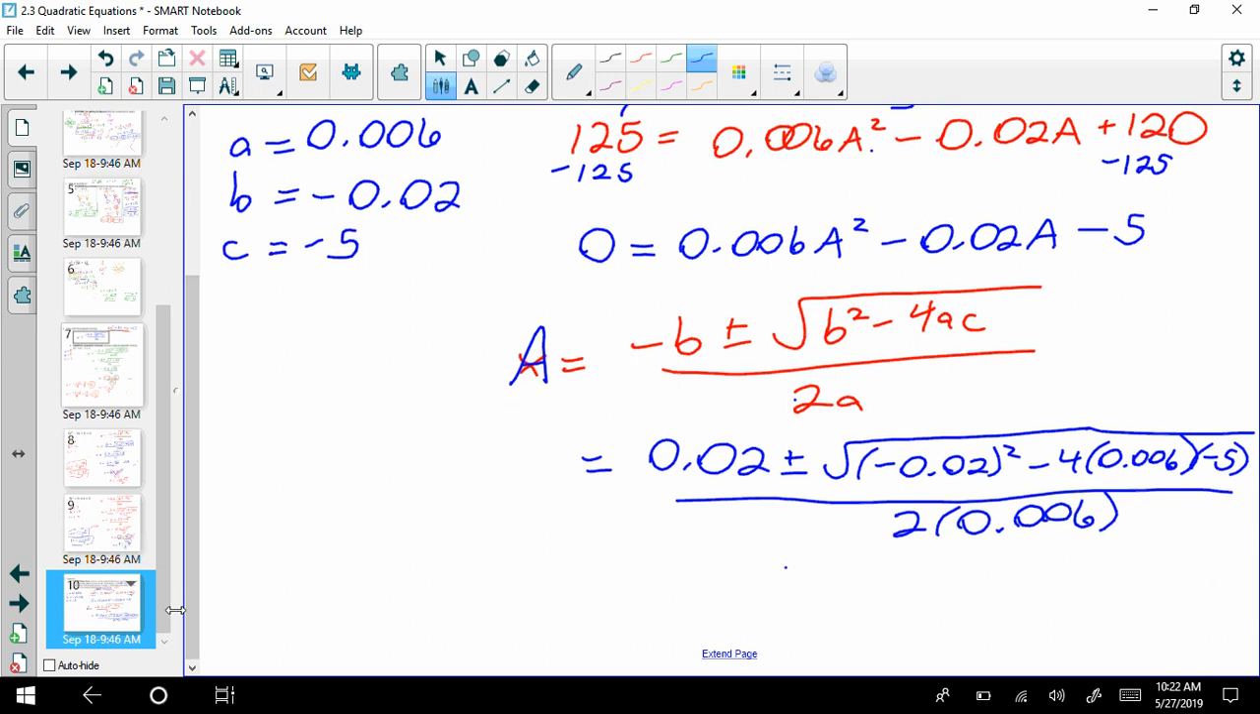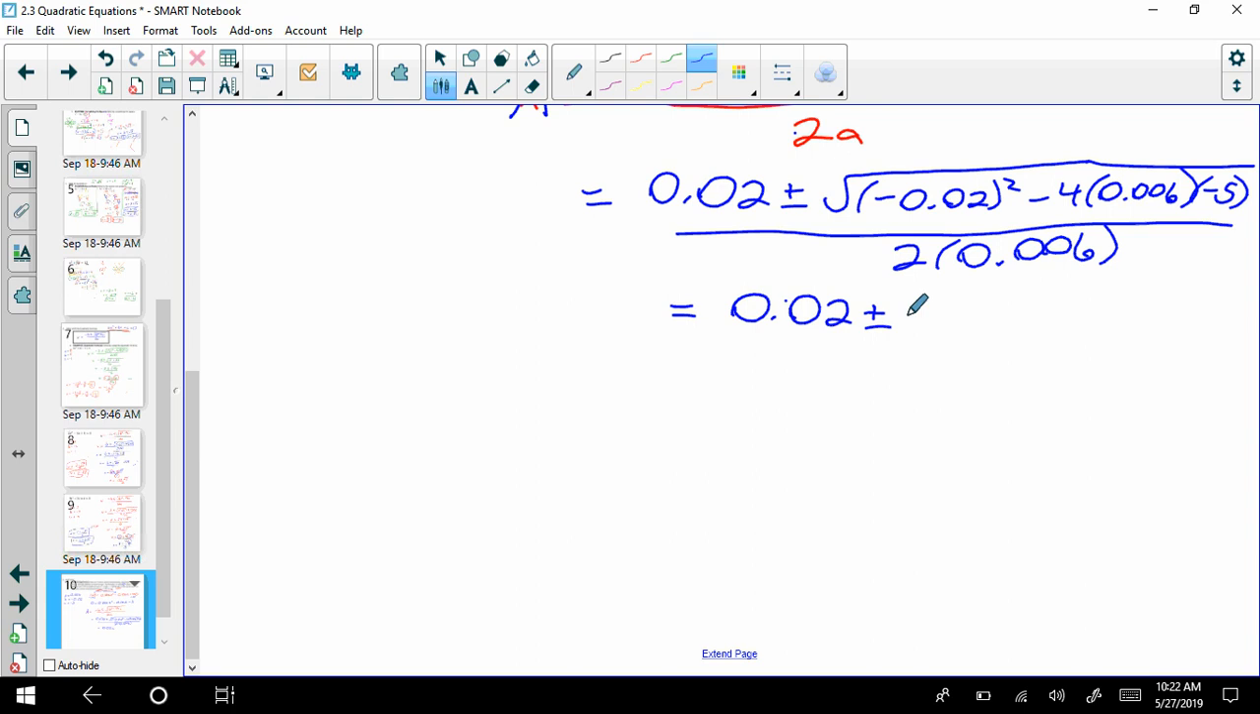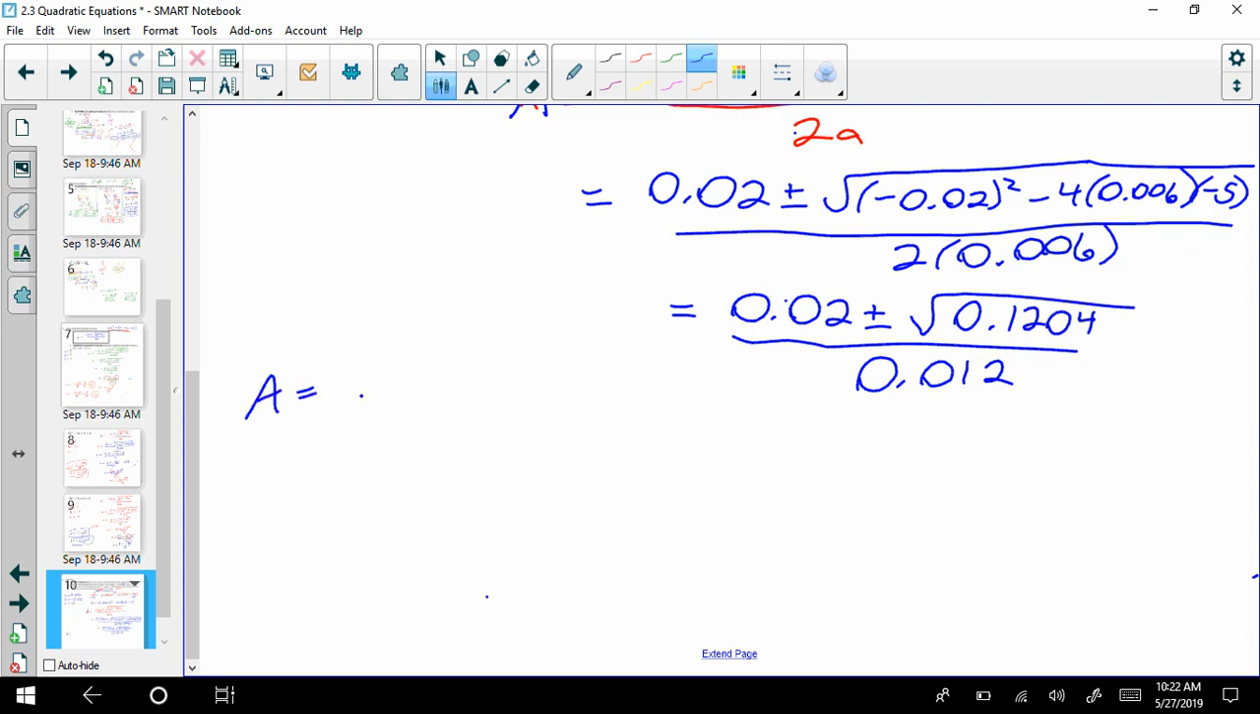All right, oofda, lots of decimals here. So if we start simplifying, I'll tell you, if you simplify under the square root correctly, the number that you should get at the end is 0.1204 after combining everything. And on the bottom, we should have 0.012. So I would try this in your calculator, see if you can get these decimals. And since this is a story problem, when I write my two answers here, I can't really do much with that square root.